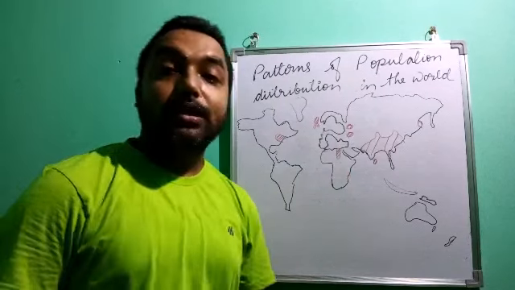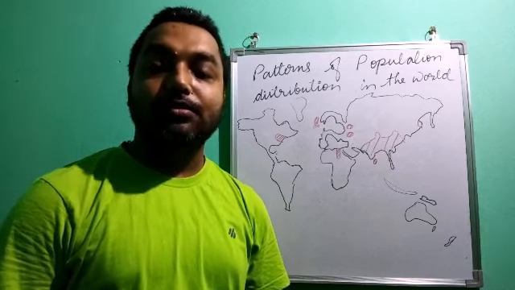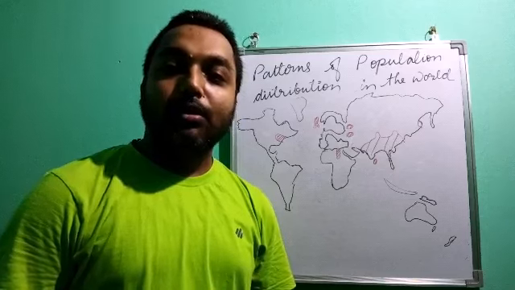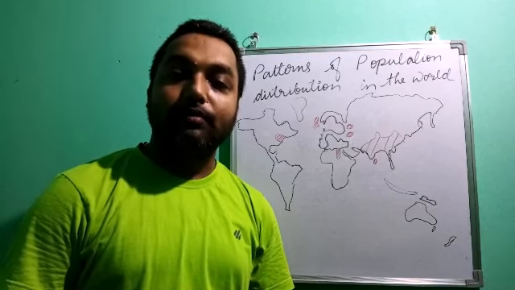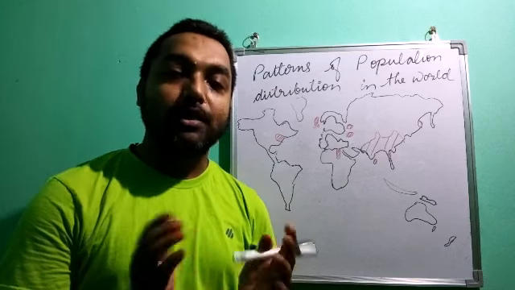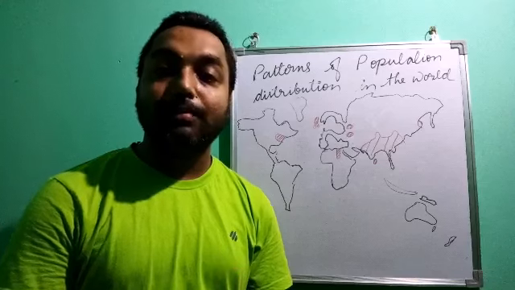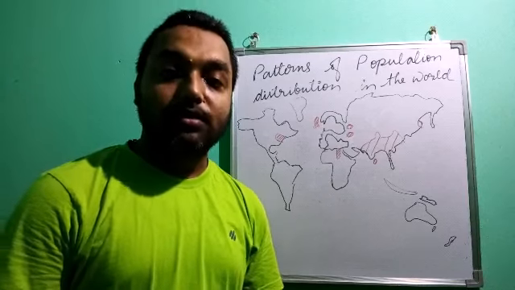Our next topic is the pattern of population distribution in the whole world, how it is distributed. When we say population distribution, it means how the world population is distributed everywhere, in which country or which part of the world how much population there is, what number of people live in a particular country. That is called the population distribution.